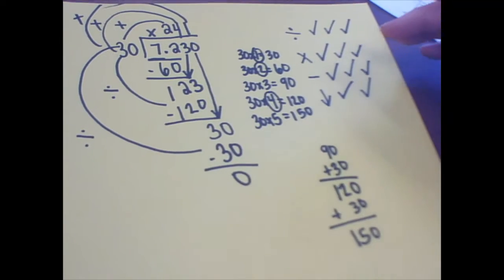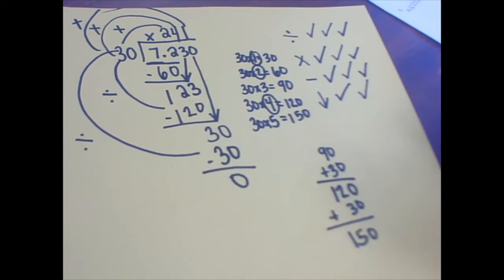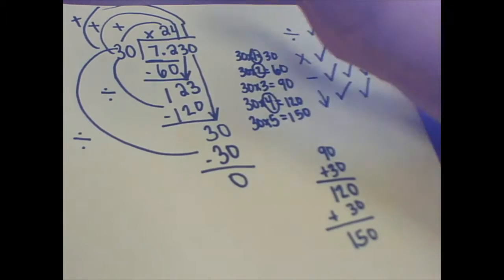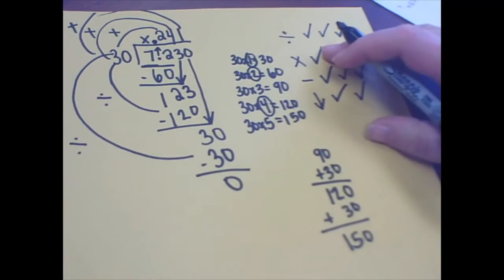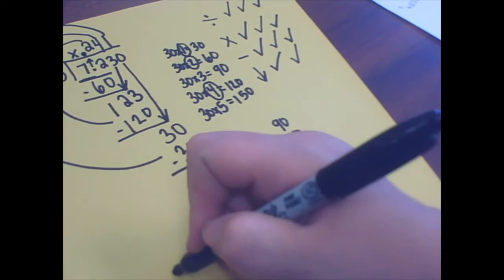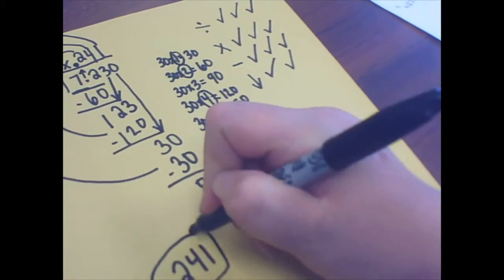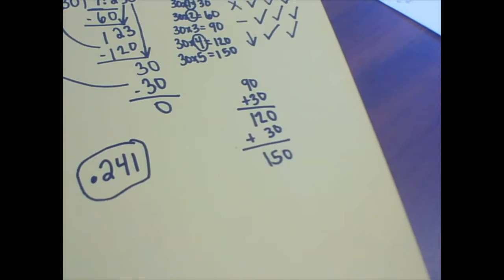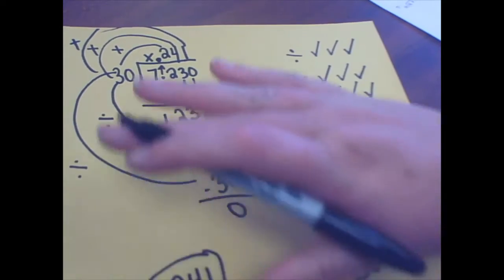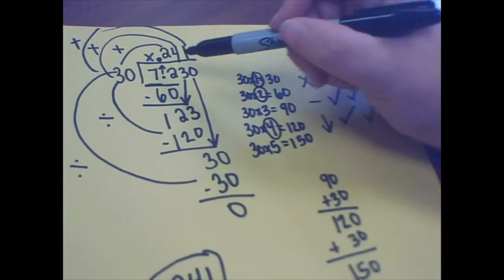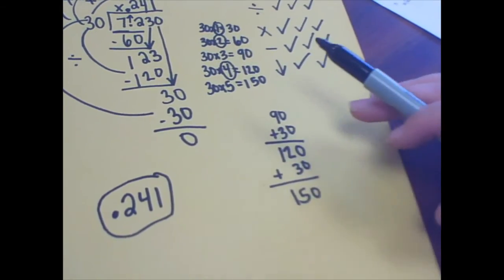My answer would be 241. But with decimals, the way it works is you raise it to the roof. So this was my decimal. I pull it straight up. So my answer is actually 241 thousandths. So I ignored that decimal the whole time, and then when I'm done, I raise it straight up, and that's how I got my answer.